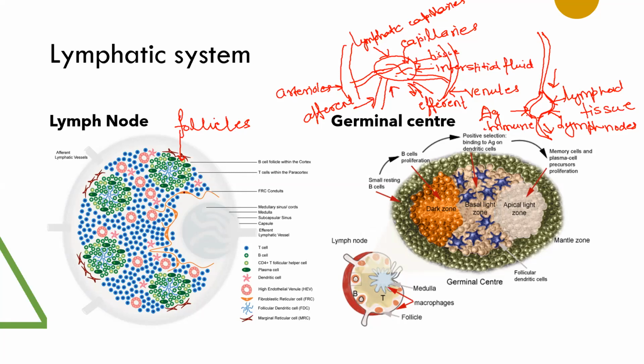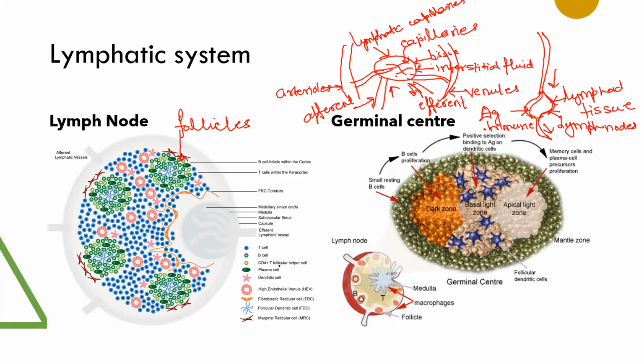Now around the B cell follicle, we have T cells, another type of lymphocyte. And within this, you can see these star-shaped structures. These are the antigen presenting cells. So we need cells which will be presenting the antigens to different follicles.